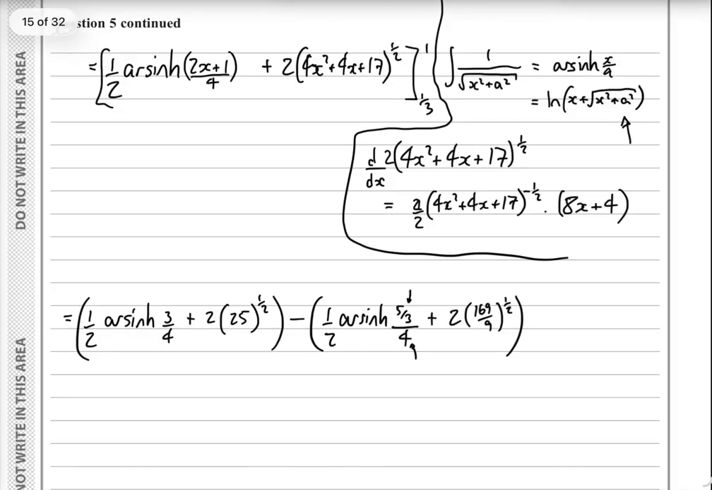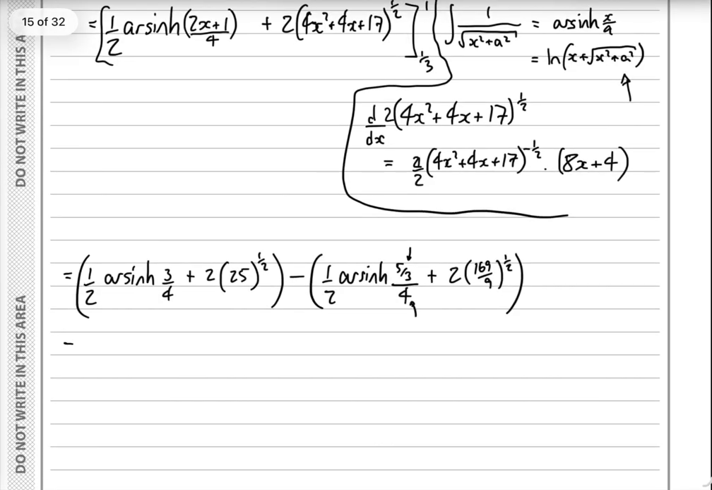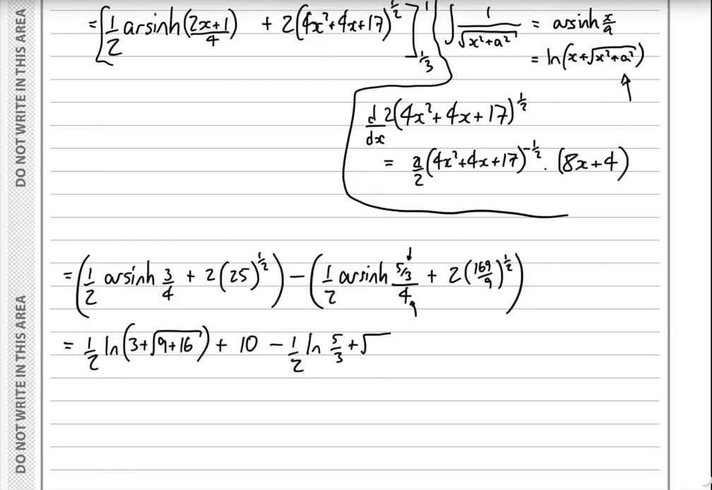Now I'm going to use the log format for the arsinh parts. That's a half log of x was 3, and 3 squared plus a squared, like this. Oh, there's a lot of nice numbers coming in here. It's well thought out. That's a 10, minus a half log of 5 over 3 plus root, grab my calculator again, 169 over 9, plus 2 lots of 13 over 3, 26 over 3. Sorry, minus.